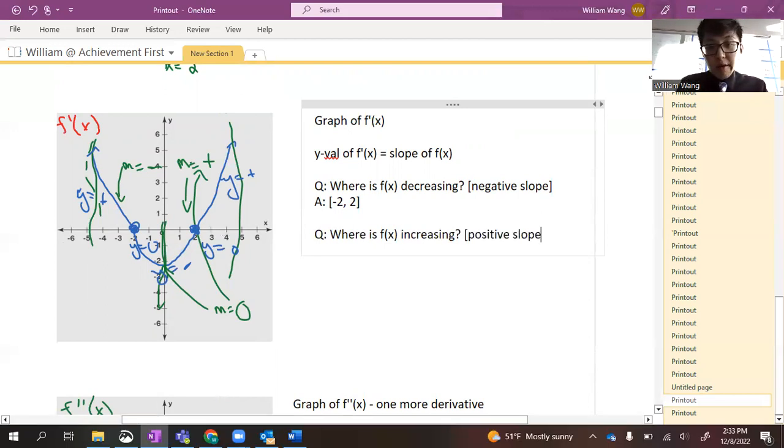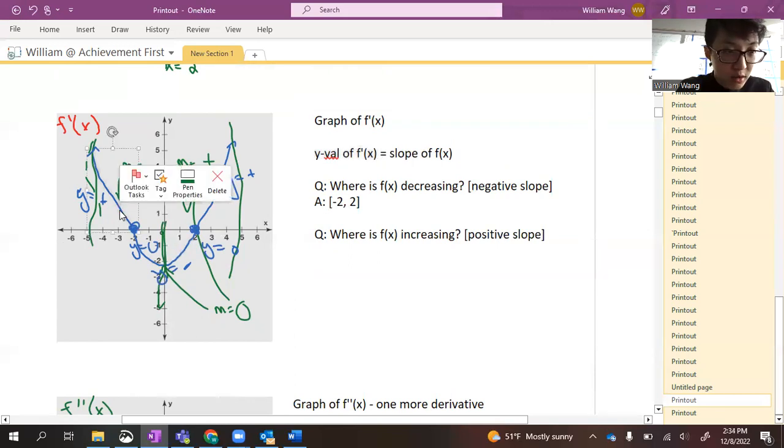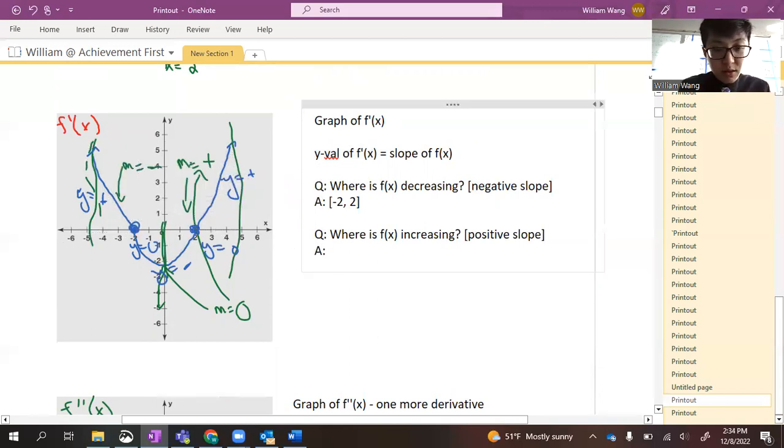aka positive slope. Well, where does it have positive slope based on this graph? Well, it has positive slope when the y values are positive. My y values are positive in this section, also in this section over here. So I would say between -5 and 2, union with this next section, 2 to 5, (2, 5), right? That's where f of x is increasing. And I can tell that based only on this graph.